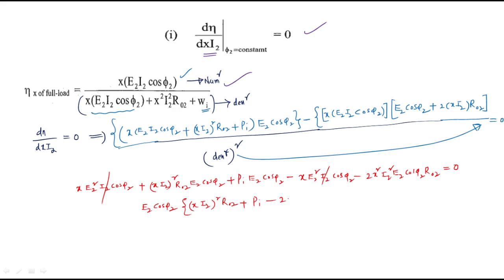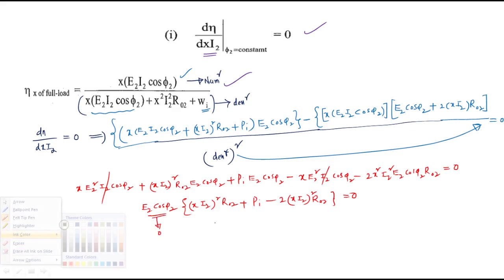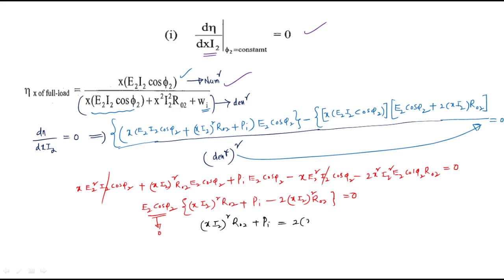e2 cos phi 2 becomes common, that's why xi2 whole square into r02 plus pi minus 2 xi2 whole square into r02, which is equal to 0, right? Because e2 xi2 becomes common. So from this we are going to get xi2 whole square into r02 plus pi, which is equal to 2 into xi2 whole square into r02.